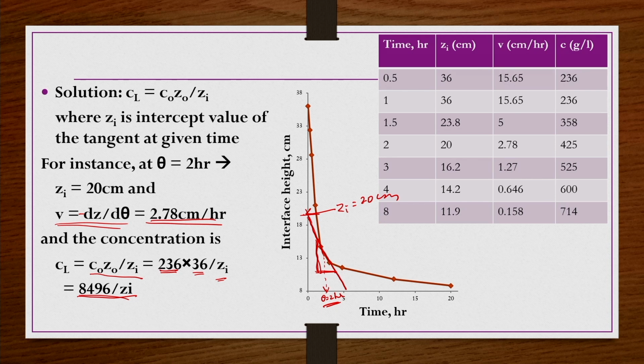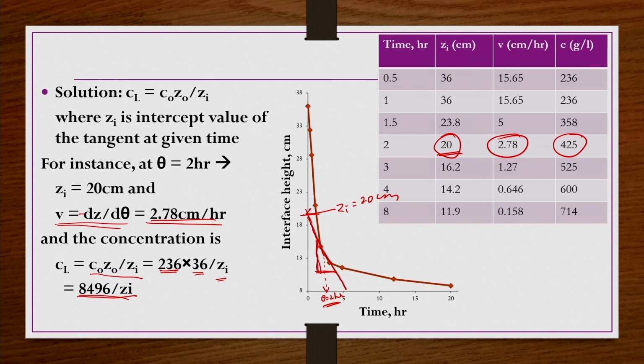So, when you do that, let us say CL at 2 hours time, zi we already got as 20. So, 8496 divided by 20 comes to roughly 425, right. And then V at this point, dz by d theta at theta equals 2 hours, we have already seen is 2.78.